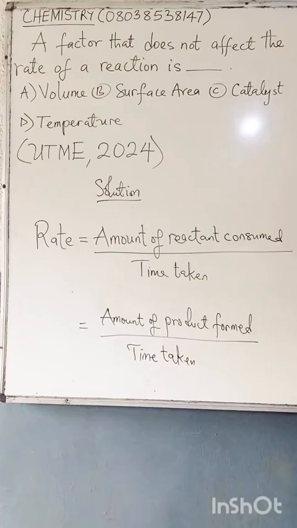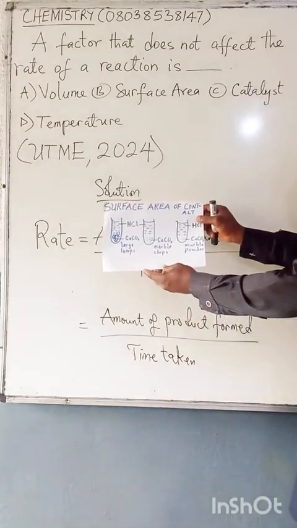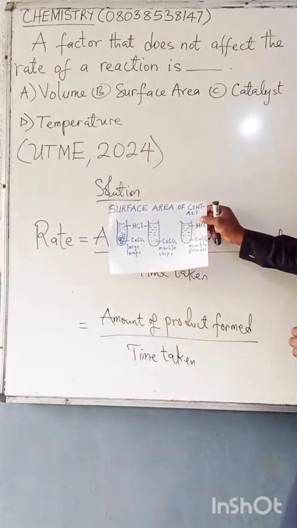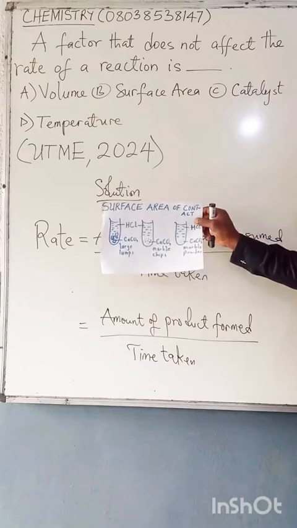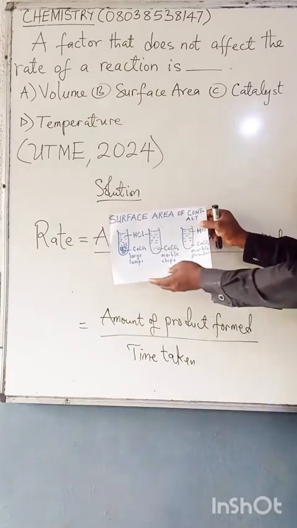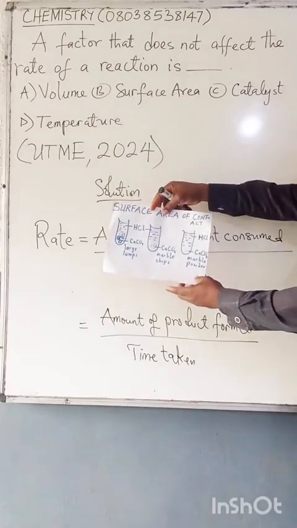What other factor affects the rate of a chemical reaction? Let's look at surface area. Surface area is one of the factors that affect the rate of a chemical reaction. As you can see here, I have 3 test tubes. Each of these test tubes contains calcium carbonate and also HCl. But the calcium carbonate is in different forms.